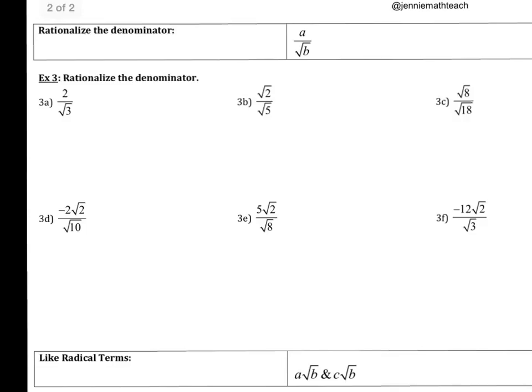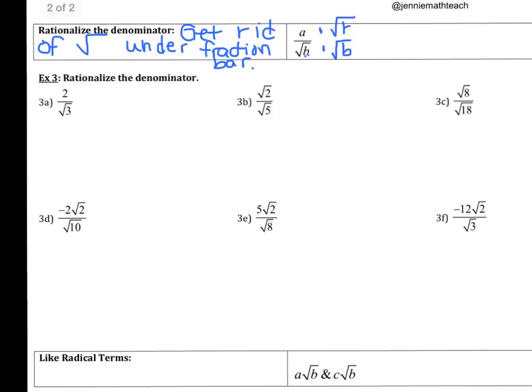Continuing on with section 1.3. When you see rationalize the denominator, it means you need to get rid of the square root sign under the fraction bar. And this is how you do it. See how we have the square root sign underneath? You're going to multiply by the square root of whatever that number is on the bottom and on the top.